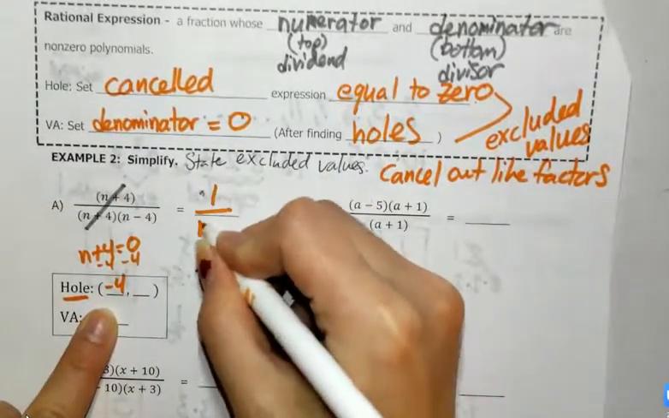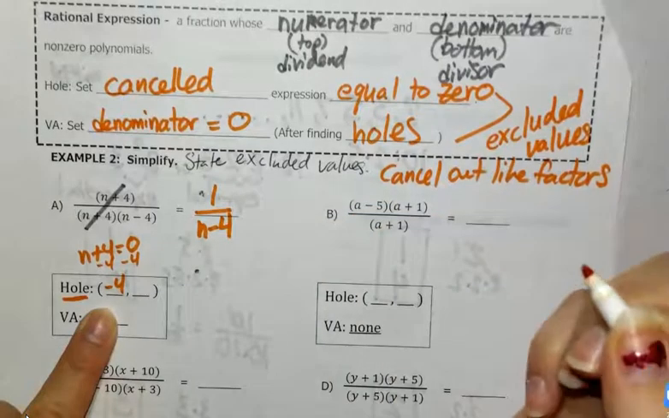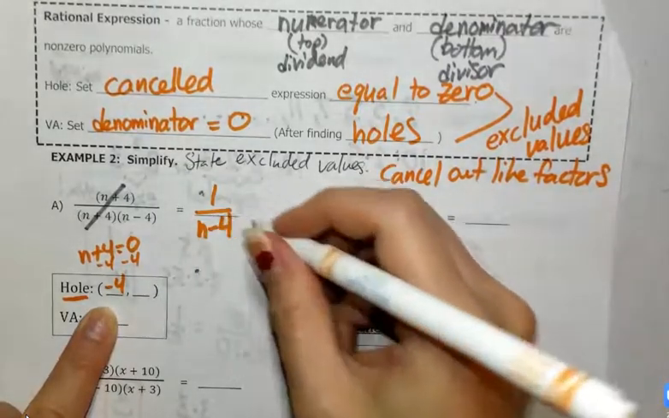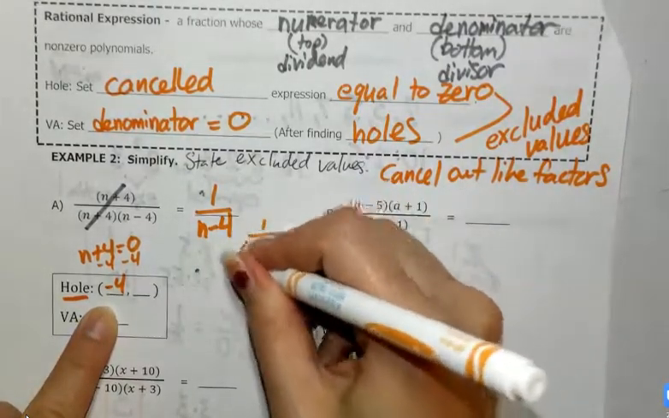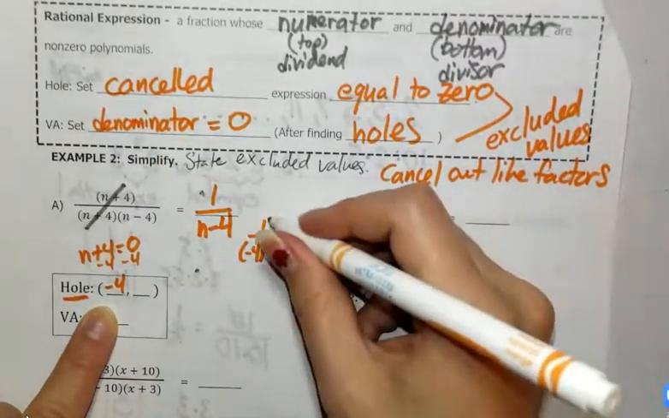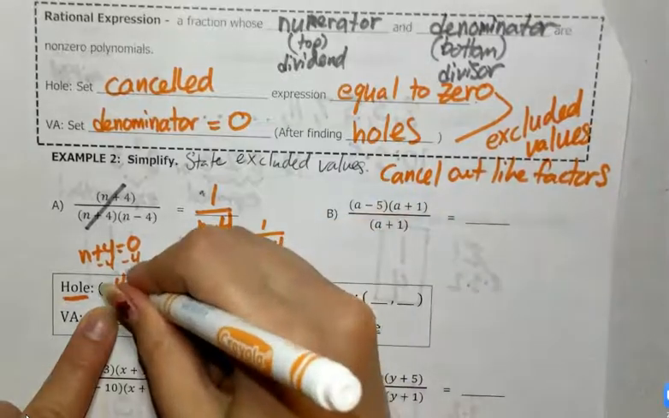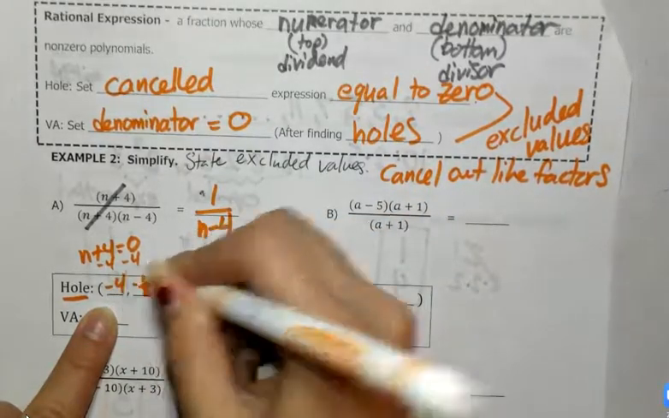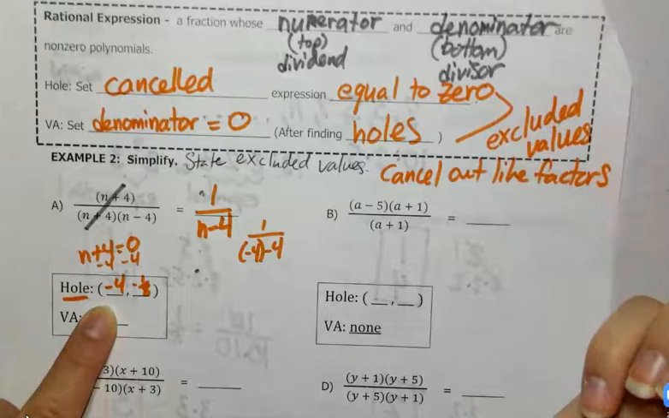To get the y value, you just plug in negative 4 for n into what's left over. So we have 1 over n minus 4. We're going to plug in negative 4 for this. So we have 1 over negative 4 minus 4. That's going to be 1 over negative 8. So we have negative 1/8 right here.